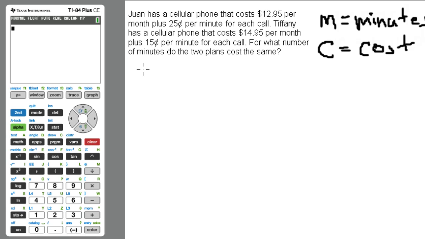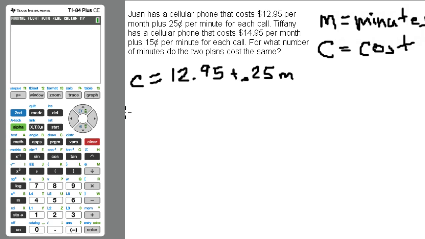So let's see here. The cost for one is $12.95 per month. That's like a fixed cost. Plus, it costs 25 cents per minute. So we're going to write that as 0.25 M. That's the cost for Juan.